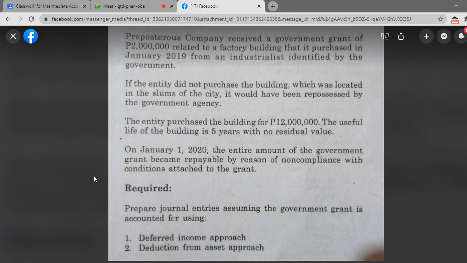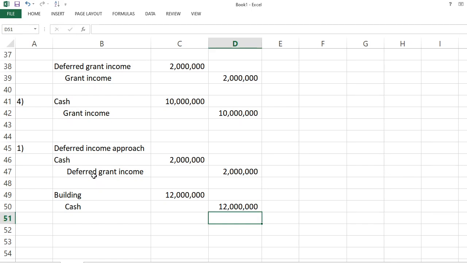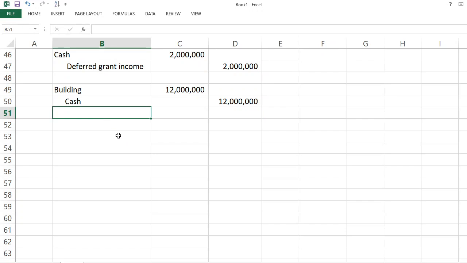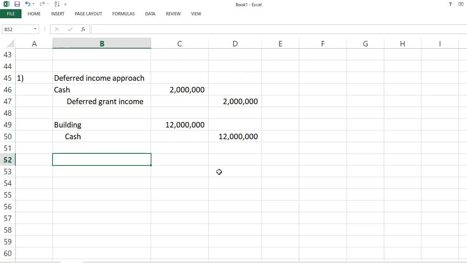Although on January 1, 2020, that's just 1 year, the entire amount of the government grant became repayable because we did not comply. Why did we not comply? Maybe there are other requirements aside from the purchase of the building. Maybe we just bought a building and did not make it a factory, because it says factory building. Boiling it down, we did not comply. Therefore, we are going to become liable in repaying the grant.